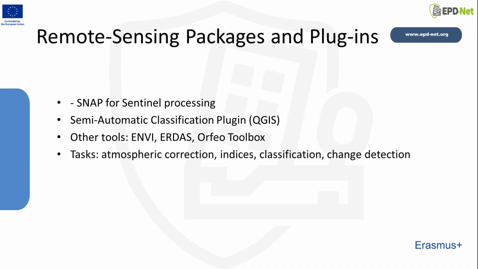Here we focus on specialized remote sensing software and plug-ins that extend the capabilities of general GIS. It notes that the SNAP toolbox is widely used for processing Sentinel data, offering modules for atmospheric correction, radiometric calibration, mosaicing and band mathematics.